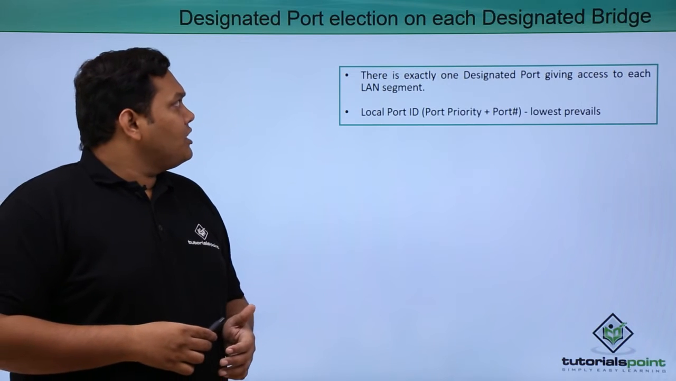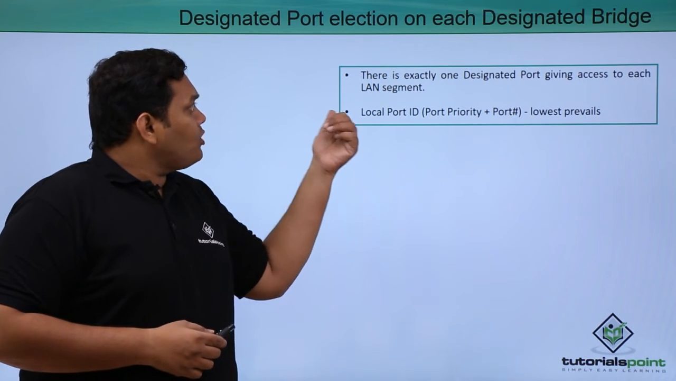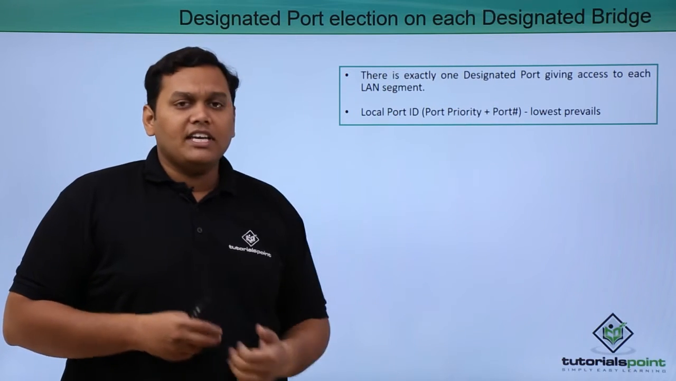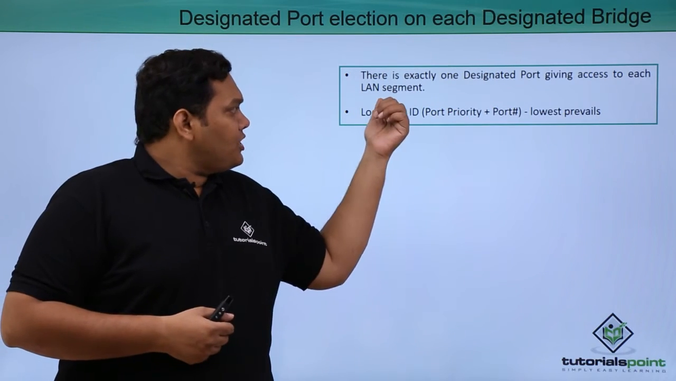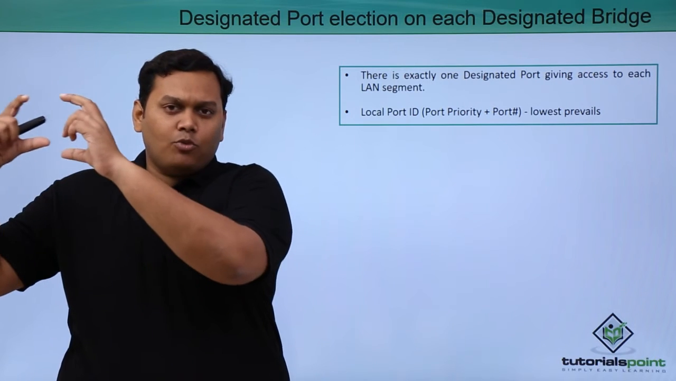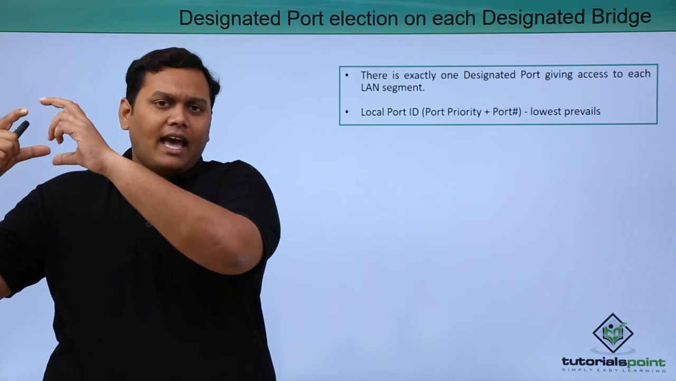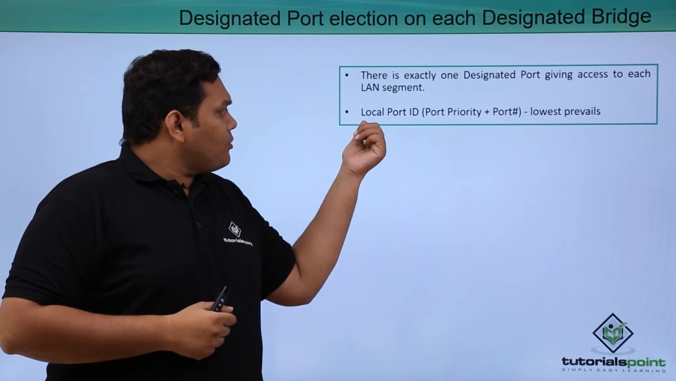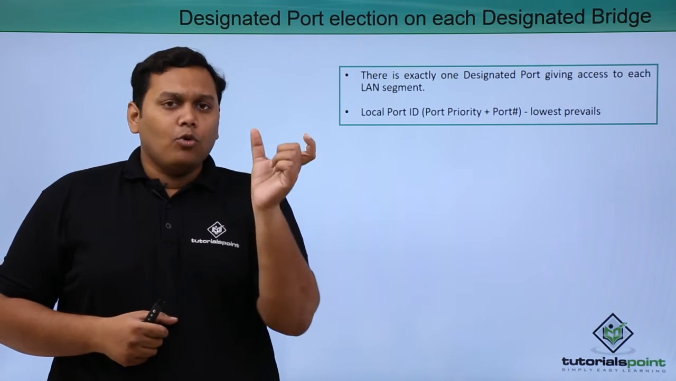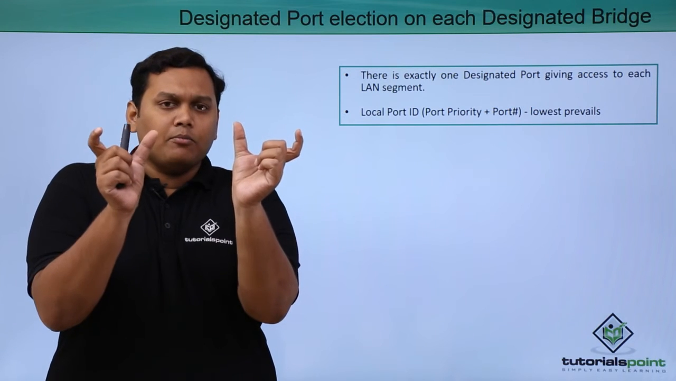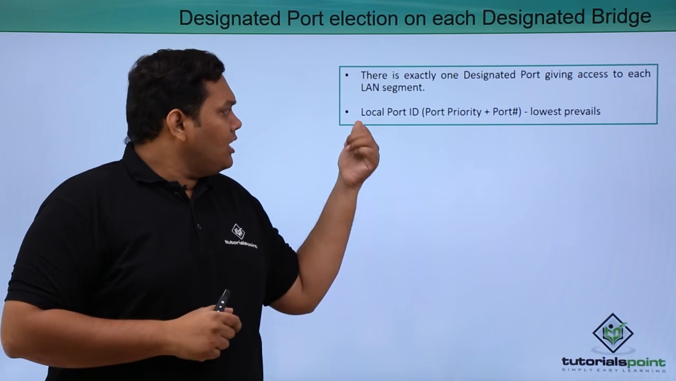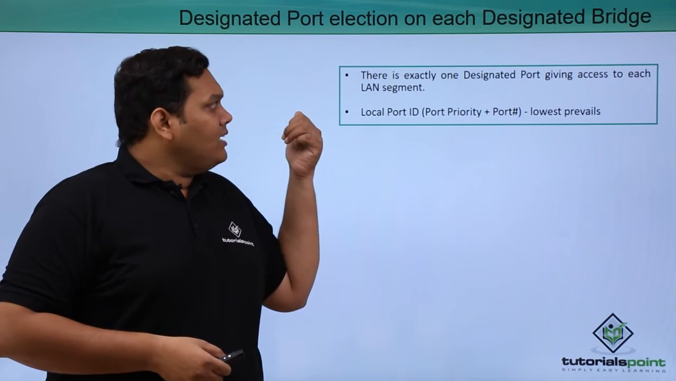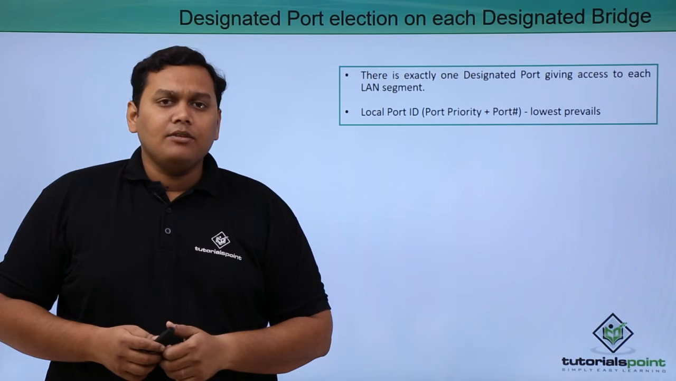Coming to the designated port election on the designated bridge, there is exactly one designated port giving access to each LAN segment. So you will have only one designated port with access to each LAN segment. This depends on the local port ID, which is the port priority plus port number. Both combined give you the local port ID, and the lowest one is taken as a rule, and then the designated port is elected on the designated bridge.